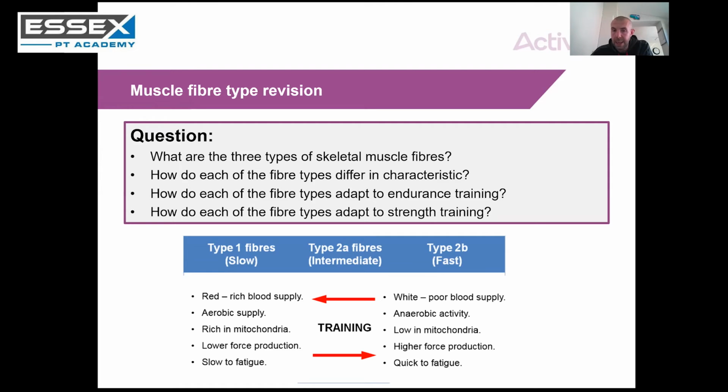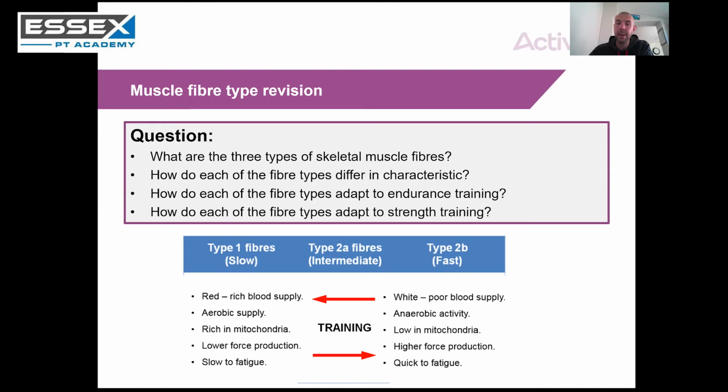Type 2B, and there's a reason I'm going in this order, are white because they're without oxygen. They're not a very good blood supply, so that's why they're white. Anaerobic activity, so sprinting or high intensity or weight training. Low in mitochondria because they don't need them. Higher force production because they're your power muscles, your fast ones, and they're quick to fatigue, so they don't last very long because they haven't got that oxygen supply.